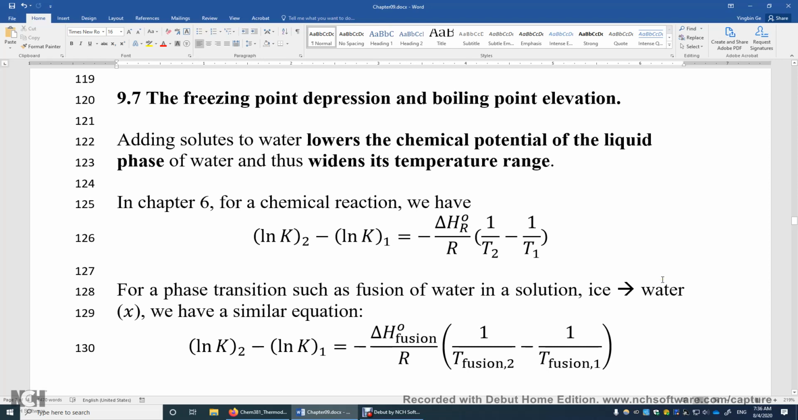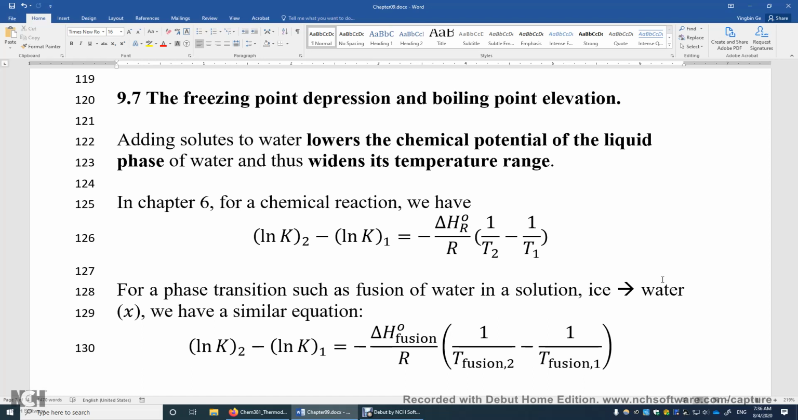Section 9.7, the freezing point depression and boiling point elevation. Adding solutes to water lowers its chemical potential and thus widens its temperature range, which causes the freezing point depression and boiling point elevation. And we can calculate quantitatively the freezing point depression and boiling point elevation.